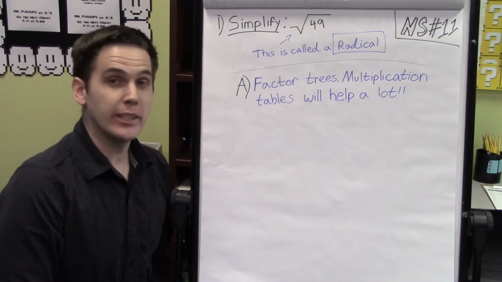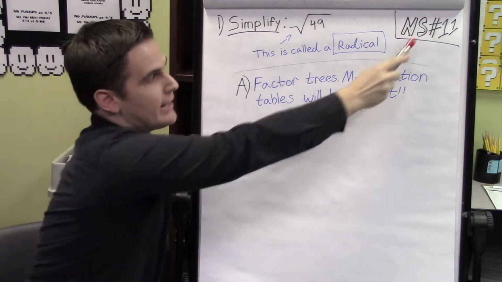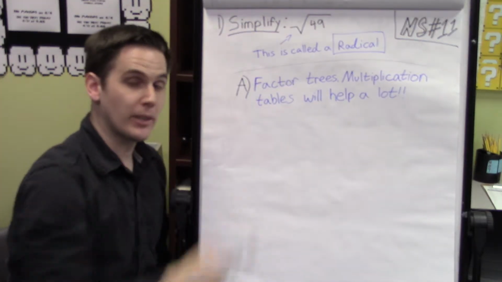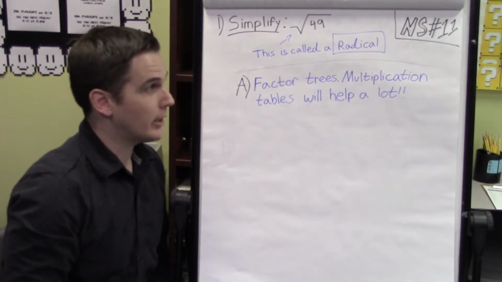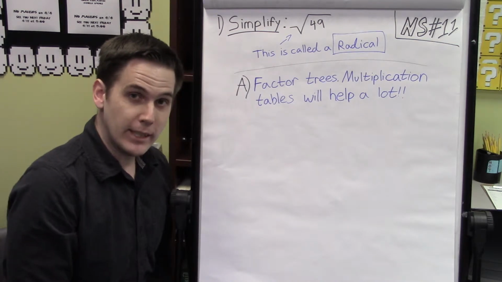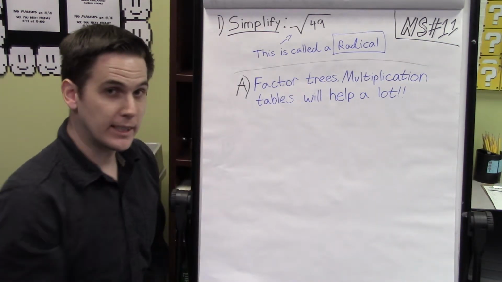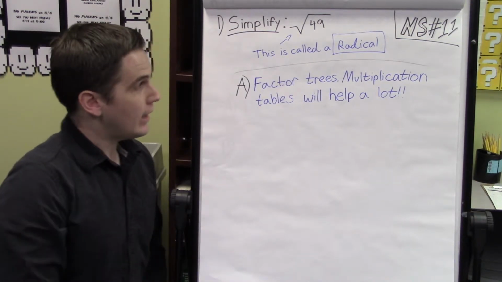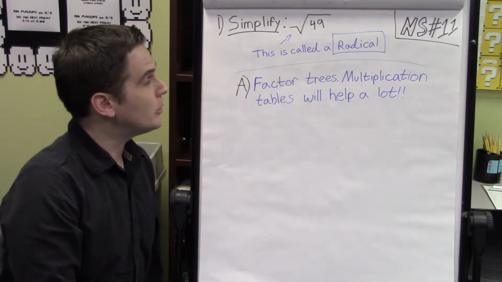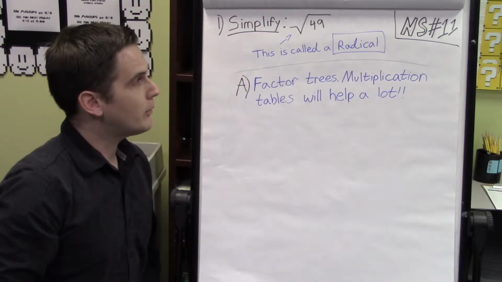If you are not currently open to the worksheet that says NS11 in the top left hand corner, not like my right hand corner, you need to pause the video, flip to it. Once you're there, hit play again. So let's get started. Number 1 in the guided practice at the top says to simplify radical 49.